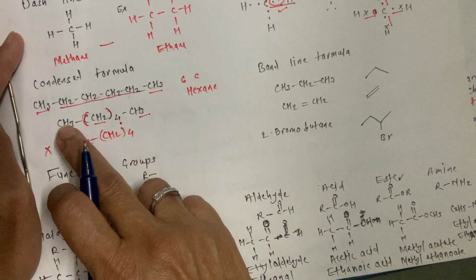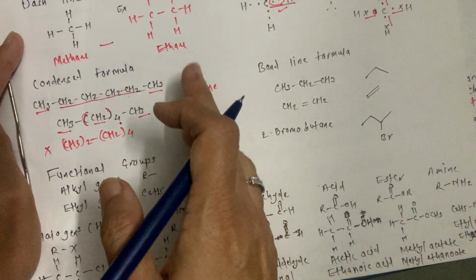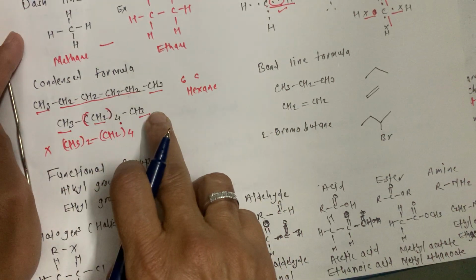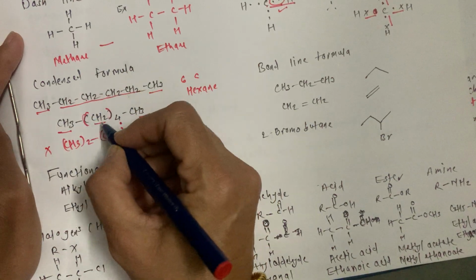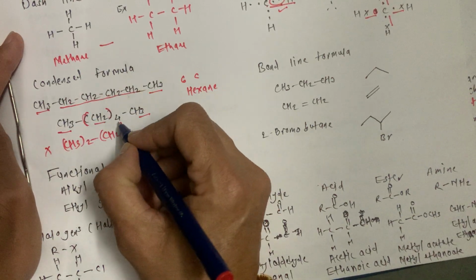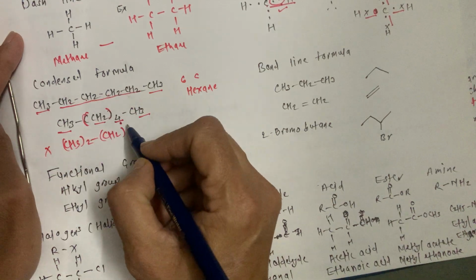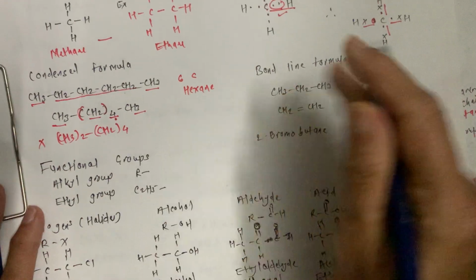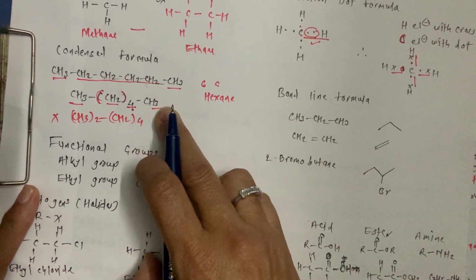Okay, and according to their positions, not to the left side or not to the right side, where they are we have to write it like this. Only same groups we can mention in a bracket, and we can write the number, means how many CH2 groups are present in this. Okay, so this is our hexane's condensed structure.